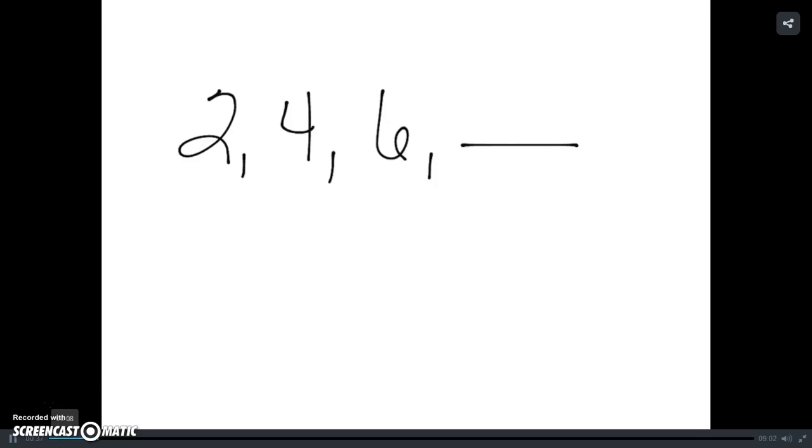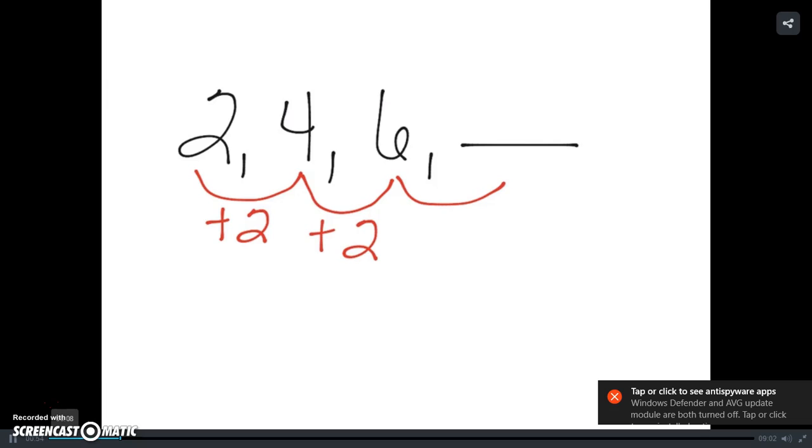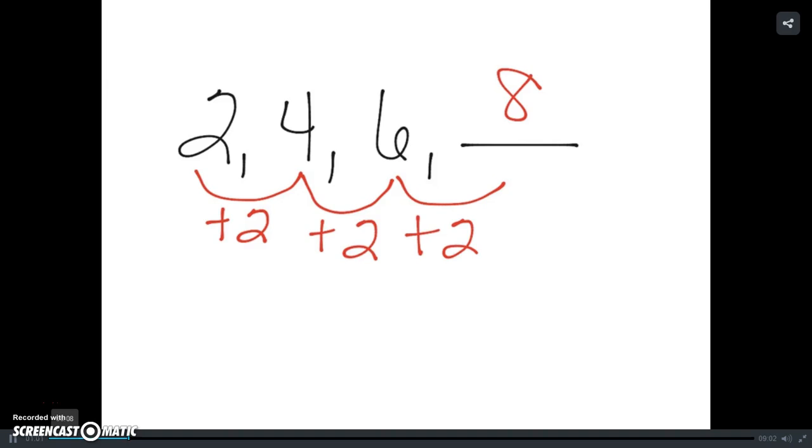So for example, I might have given you a list of numbers, okay, like this, and I might ask you what is the next number in the sequence. So you would be looking at these examples and you would be trying to figure out what's the pattern. So you would notice, okay, to go from 2 to 4, I had to add 2. To go from 4 to 6, I had to add 2. And so if I add 2 to the next one, I would get 8. And so I would know that 8 is the next number in the pattern.